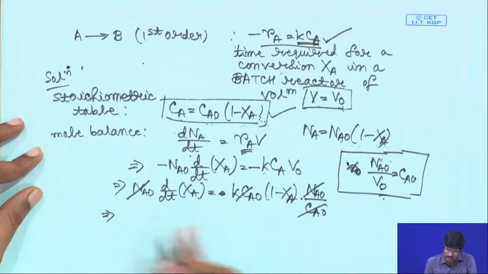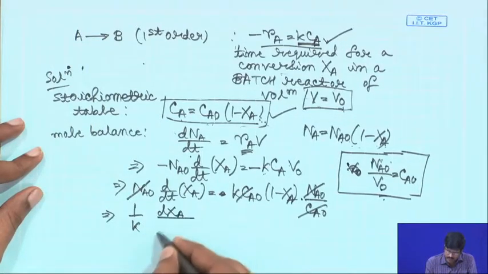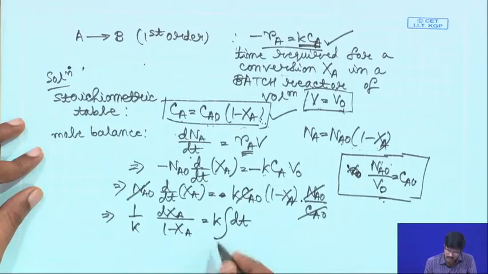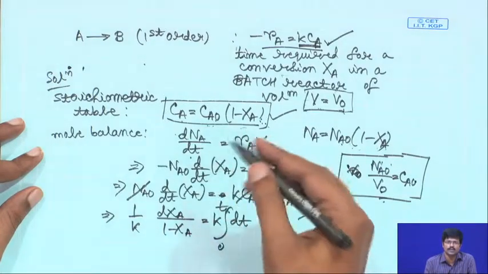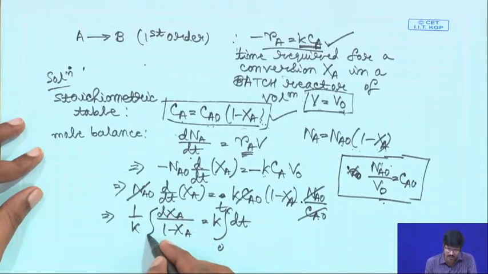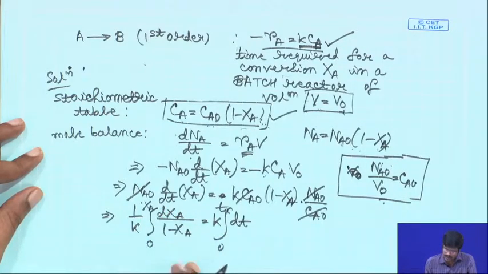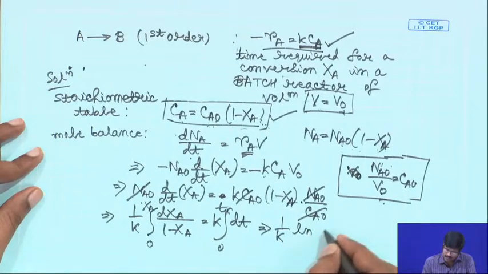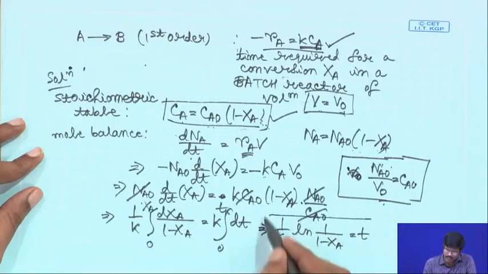So, ultimately we are left with solving a simple integral: dxa divided by 1 minus xa equals k dt. You integrate from time 0 to t, where t is the time you are trying to find for the particular targeted conversion, and on the other side from 0 conversion to the final conversion. If you do this, you will get the final expression as 1 by k into ln of 1 by 1 minus xa equals t. So, this is the final expression.